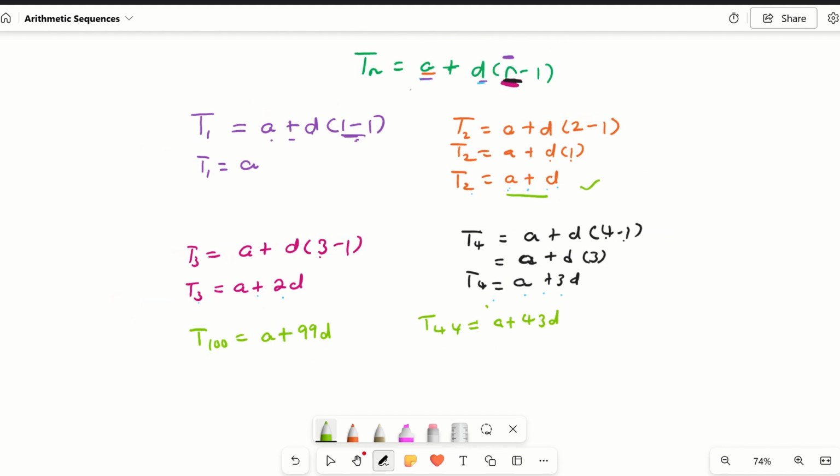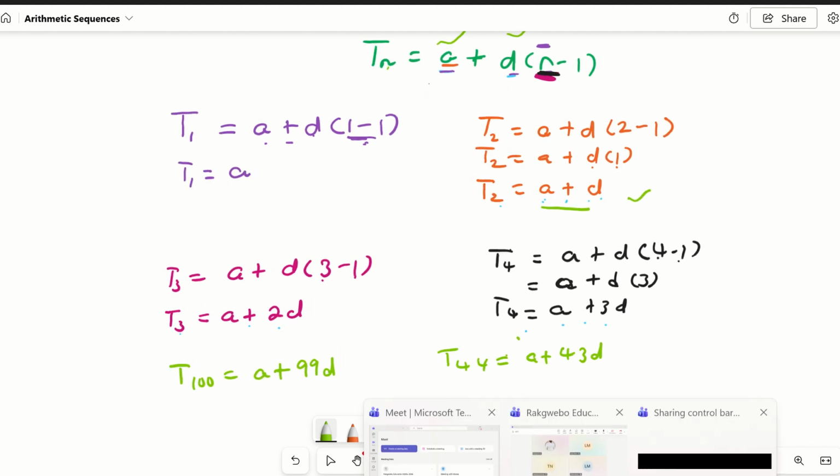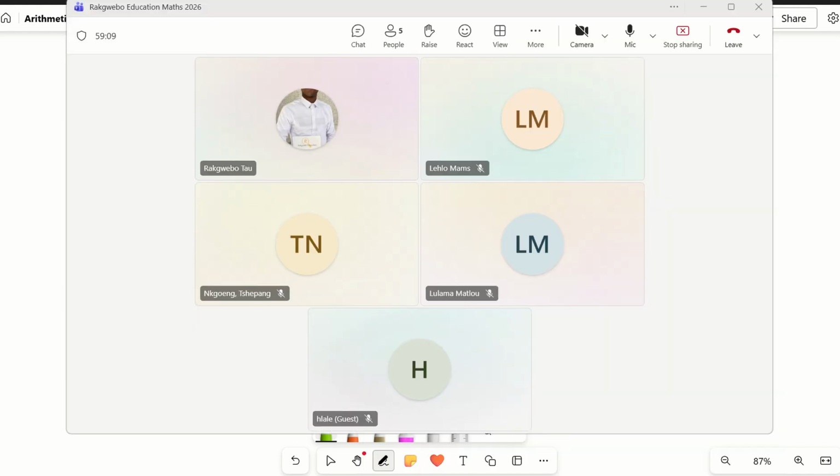This is what happens when we don't have the values of A and D, and we just substitute n equal to 1, 2, 3, and whatnot. This is what we get. Who isn't happy, please tell me so that I may explain it again. I want to make sure that we're all on the same wavelength. All right, the whole class is happy.